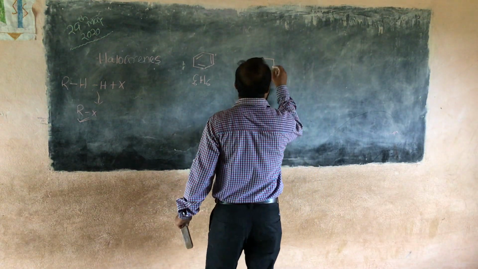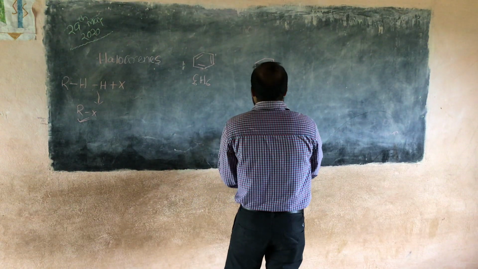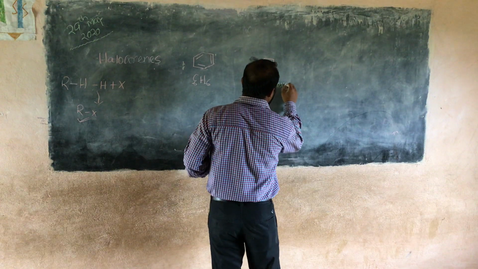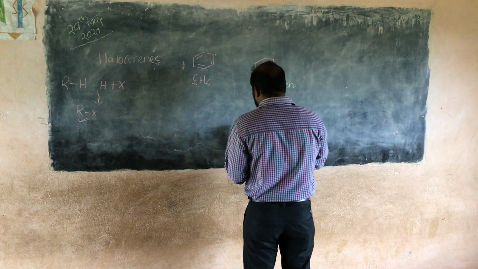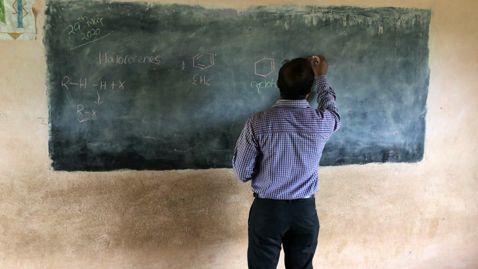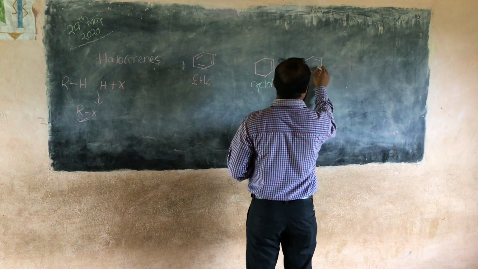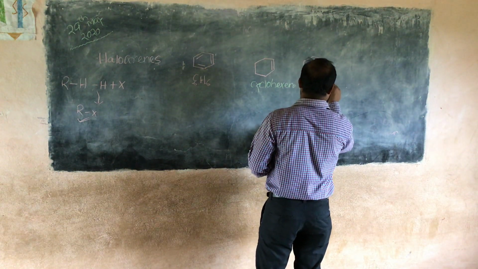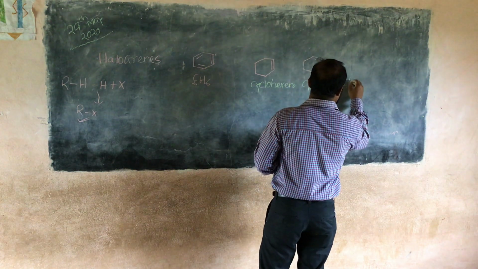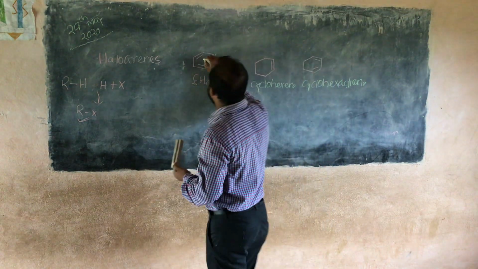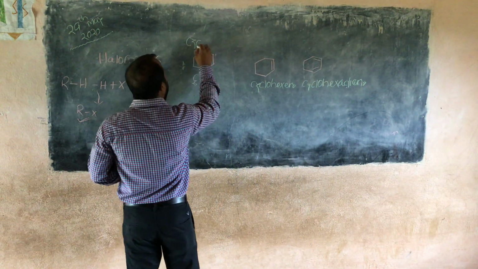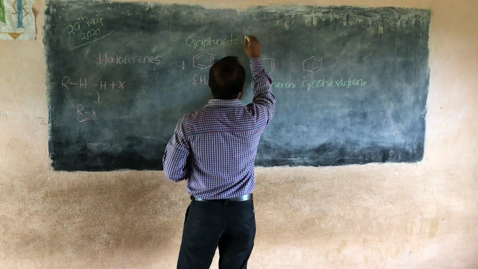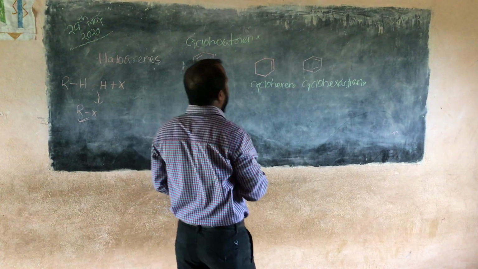This is cyclohexane. When we have one double bond, this is known as cyclohexene. When we have two double bonds, that is known as cyclohexadiene. Here we have three double bonds, so cyclohexatriene. These are one class of aromatic compounds.